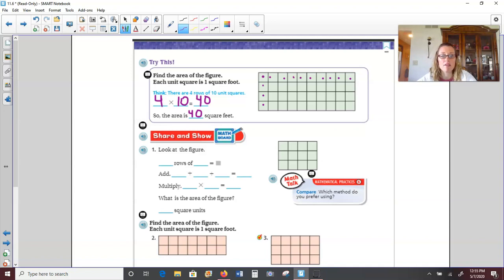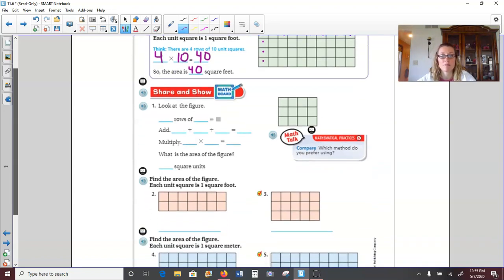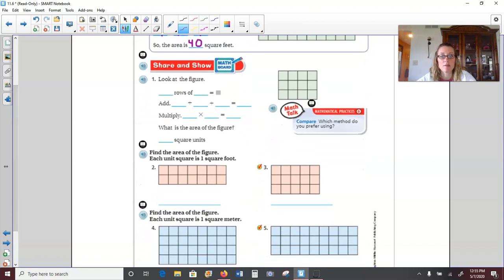So the area of this rectangle would be 40 square feet. Let's move on. Let's keep rolling with this.